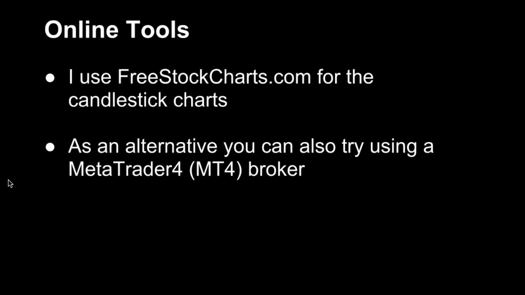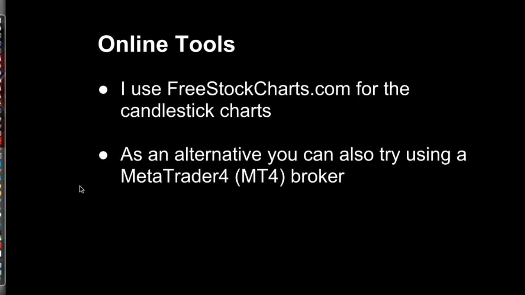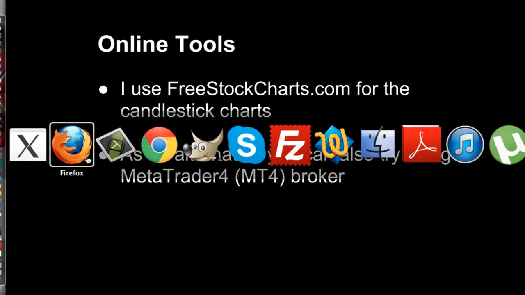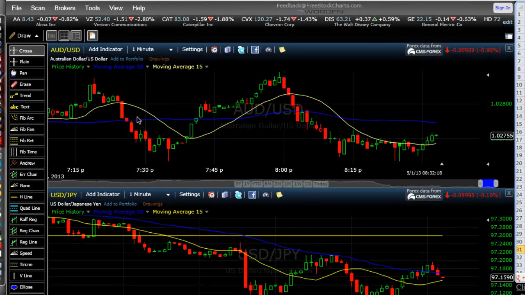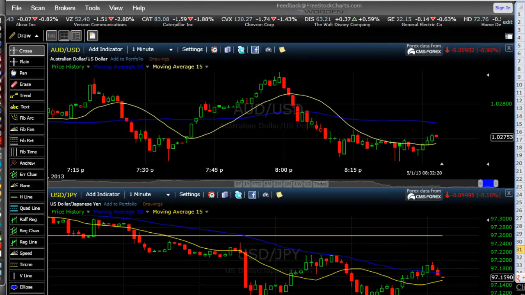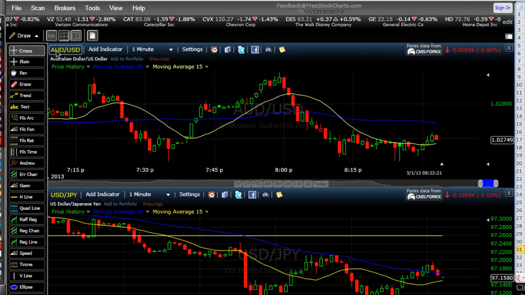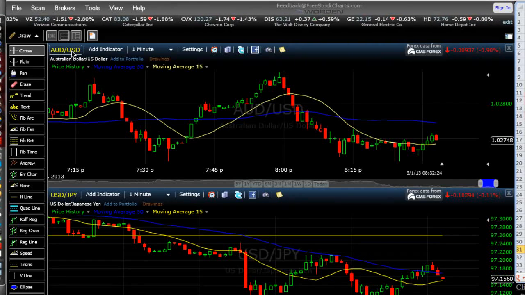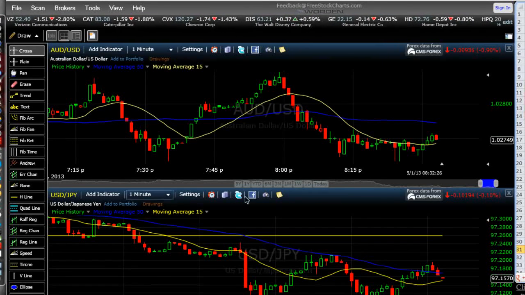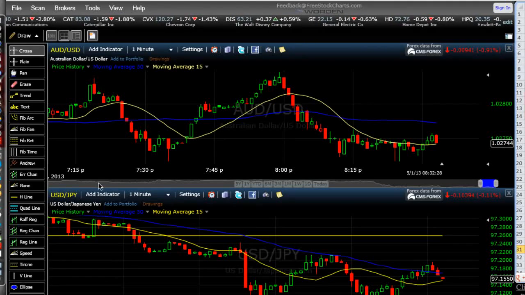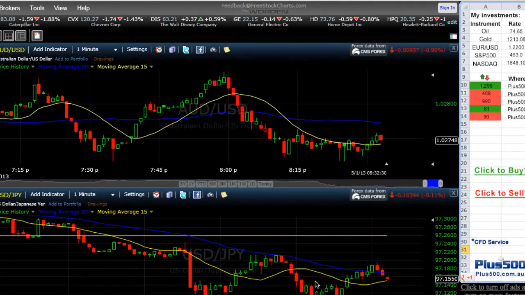And you're going to need some online tools. I use freestockcharts.com for the candlestick charts, which I'll just bring up here. Right here I've got the AUD USD charts in the top window and the USD Japanese currency pair in the bottom window.